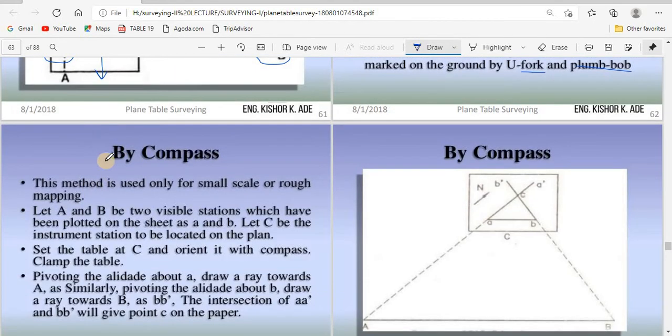After that, it can also be done with the help of a compass. This method is used only for small scale or rough mapping.